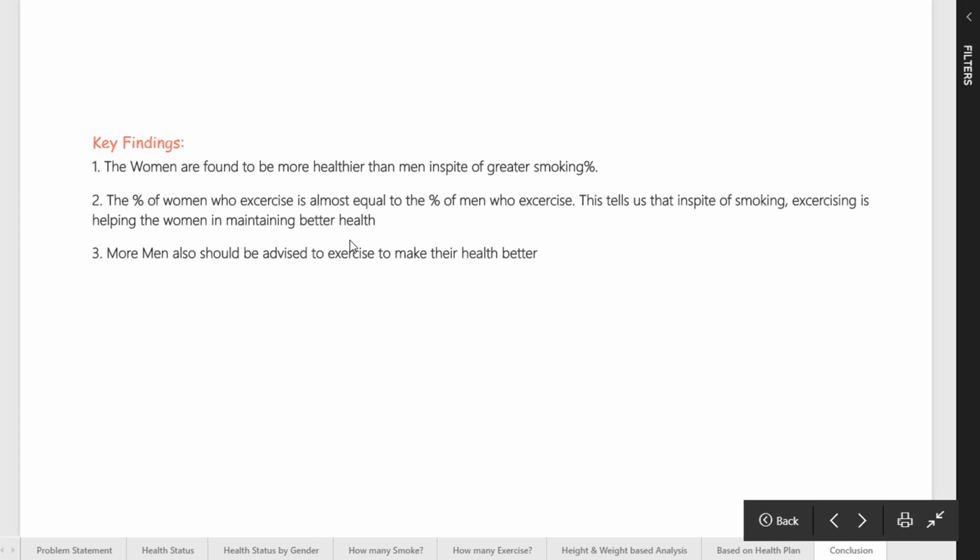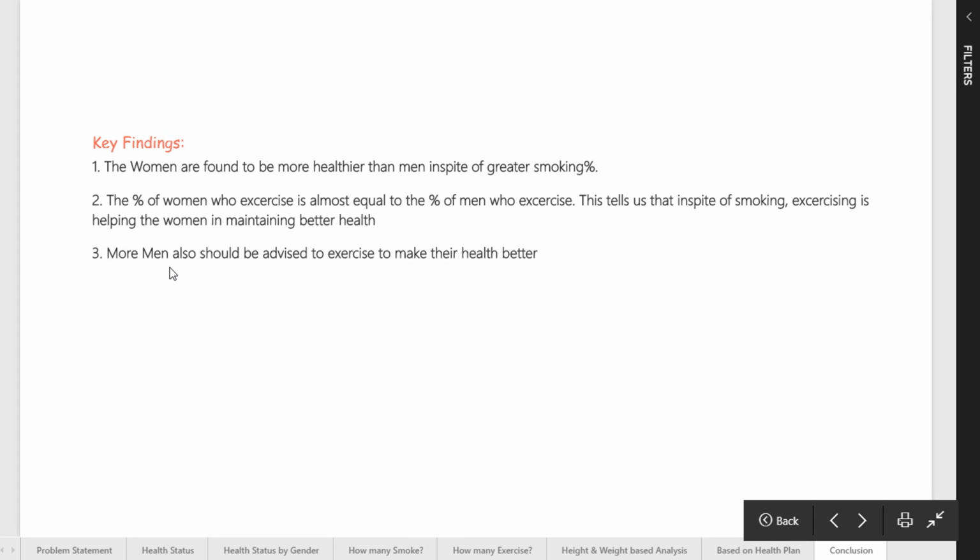The percentage of women who exercise is almost equal to the percentage of men who exercise. Yes, that's true. 57.14% of women exercise while 60% of men exercise. This tells us that in spite of smoking, exercising is helping the women in maintaining better health. So what is our suggestion to the hospital? Our suggestion to the hospital is more men also should be advised to exercise to make their health better.